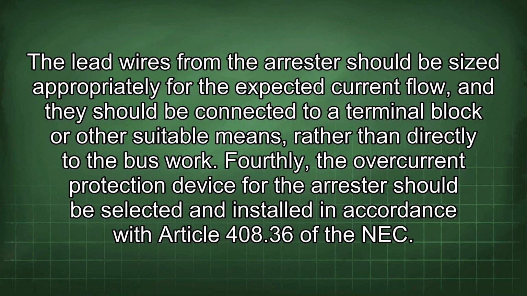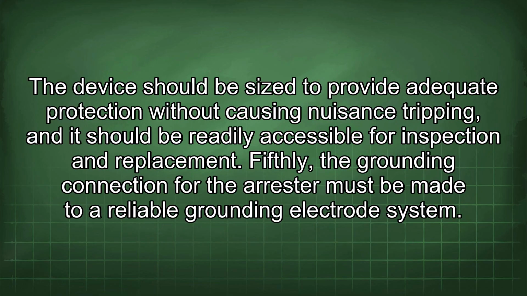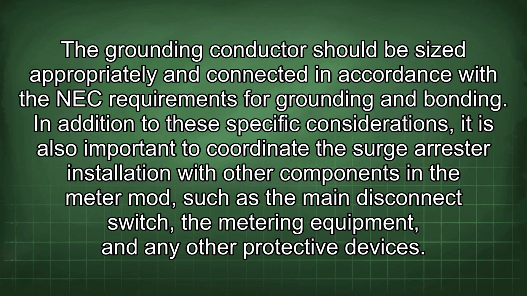Fourthly, the overcurrent protection device for the arrestor should be selected and installed in accordance with Article 408.36 of the NEC. The device should be sized to provide adequate protection without causing nuisance tripping, and it should be readily accessible for inspection and replacement. Fifthly, the grounding connection for the arrestor must be made to a reliable grounding electrode system. The grounding conductor should be sized appropriately and connected in accordance with the NEC requirements for grounding and bonding.